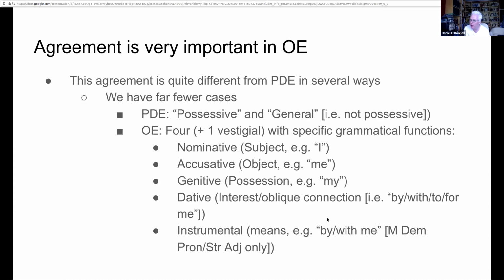Dative, it's used for interest, oblique connection to the sentence, not subject, not object, but somehow otherwise connected. And I always recommend every time you see a dative or you recognize a dative, write in by, with, to, for above the word, because we very commonly translate those using prepositional phrases now. And then instrumental, which means by or whatever, and it only shows up in 2 places, so don't worry about it. You'll recognize it whenever you see it.